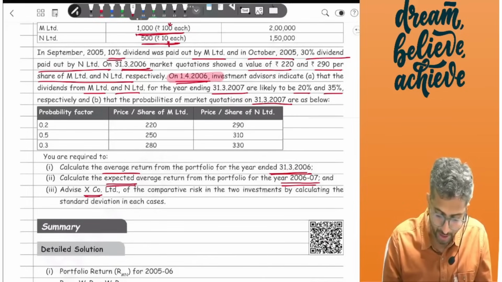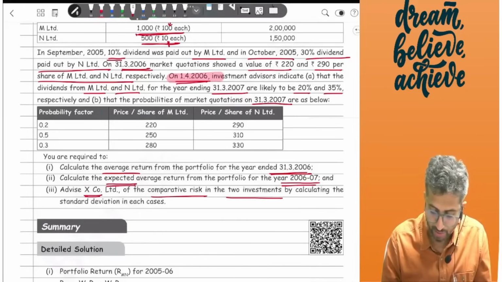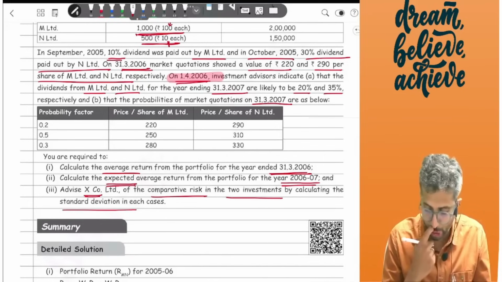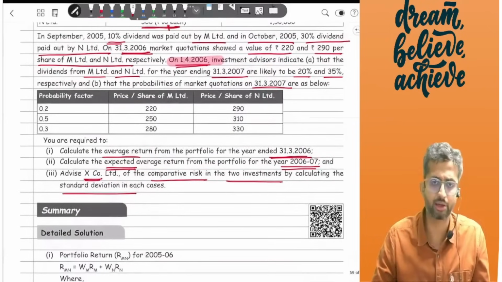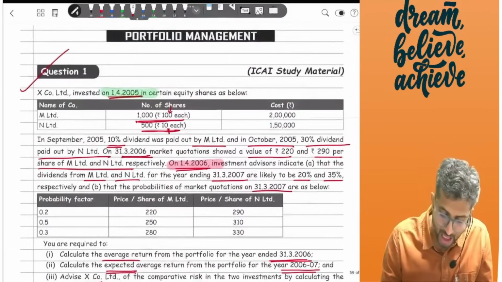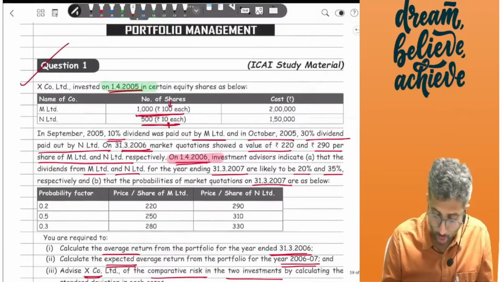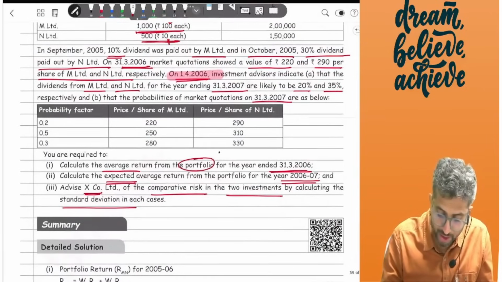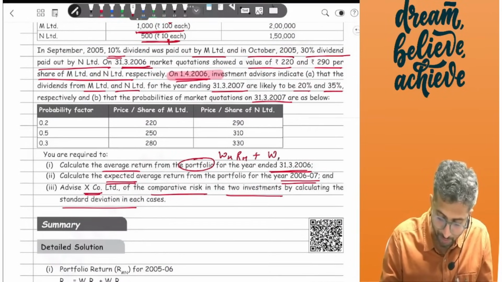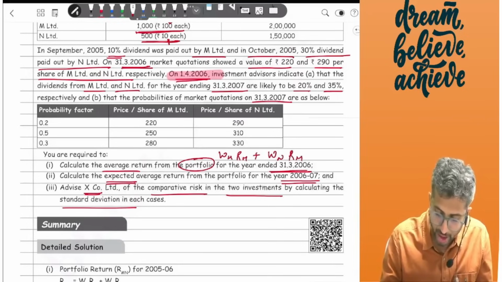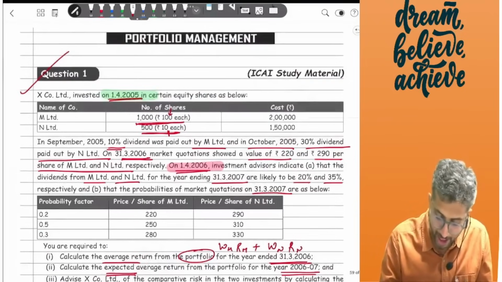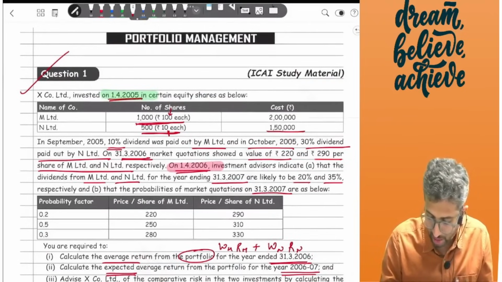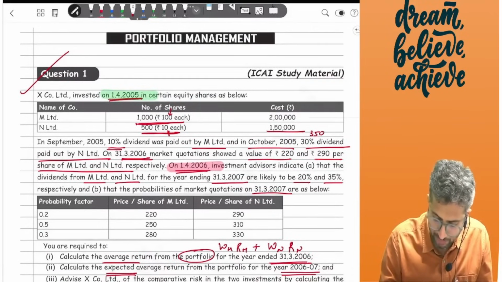Advise X company of the comparative risk in the two investments by calculating the standard deviation in each of the cases. So over here you want to calculate the standard deviation as well. First I will go to the first year. I want to find the return of the portfolio. Portfolio return is weight of M into return of M plus the weight of N into the return of N. I can easily find the weights for the year 2005-6, that is 2 lakhs and 1 lakh 50, so that is the total of 3 lakh 50.